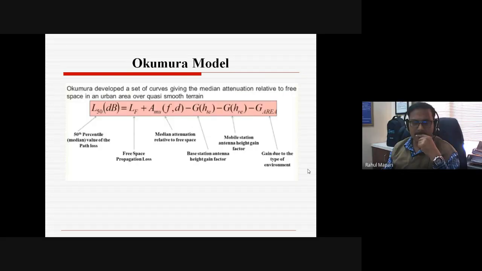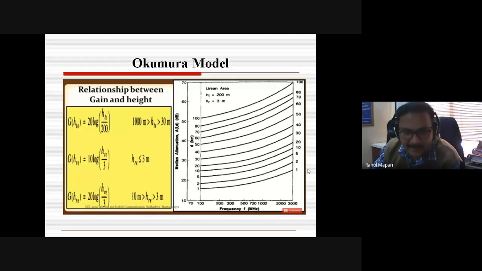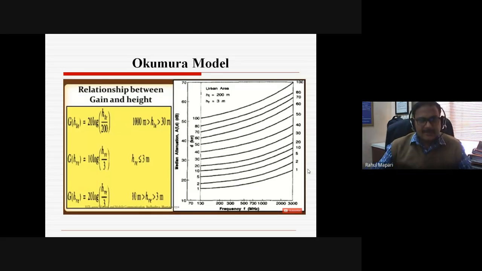Sir, I have a question. Yes. Sir, in the first and second formula, in the first formula the value is taken as 20 log h_t divided by 200, and in the second it is taken as 10 log. Sir, why is it different? Actually, there is a certain condition.